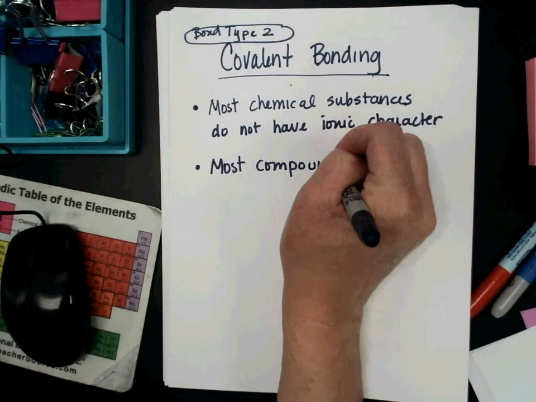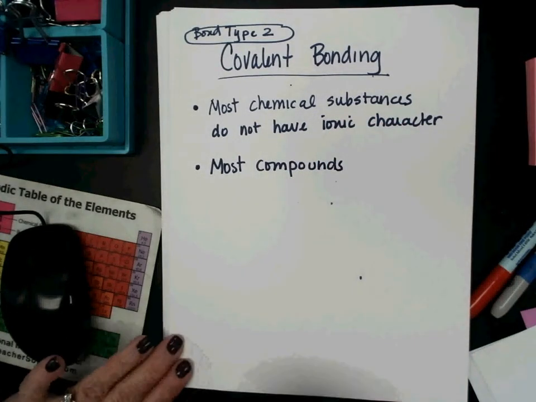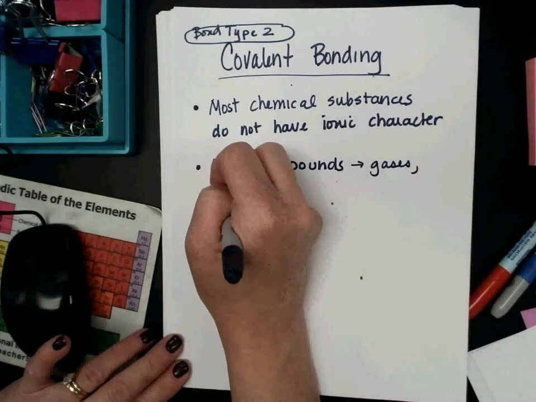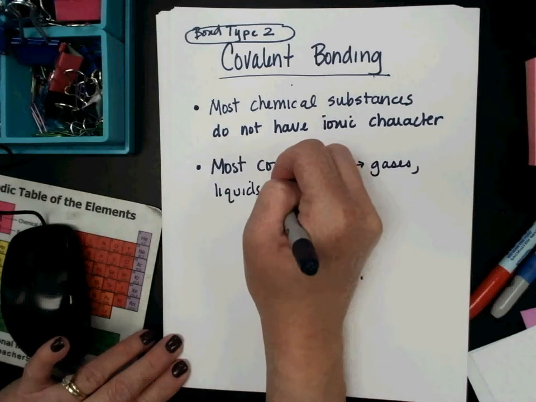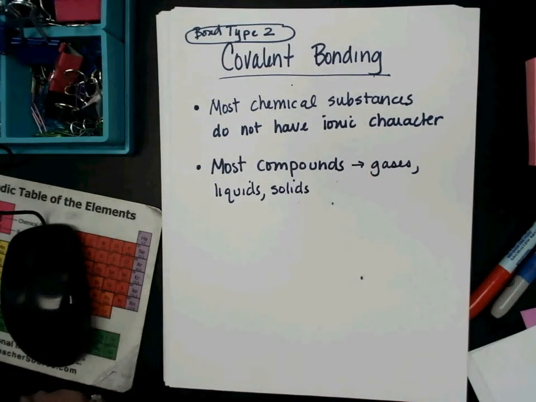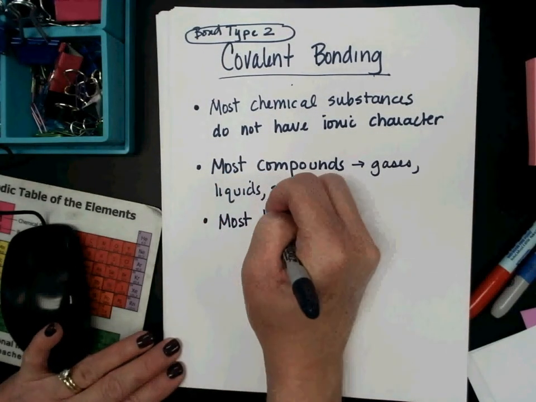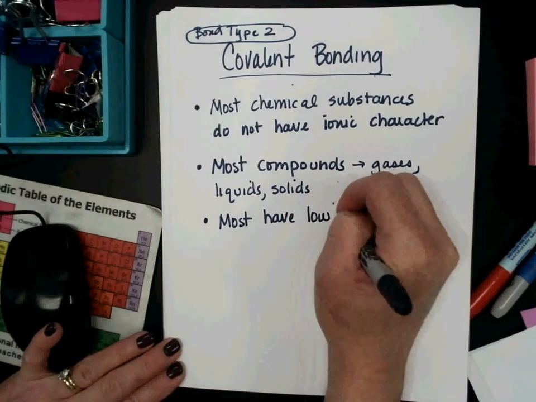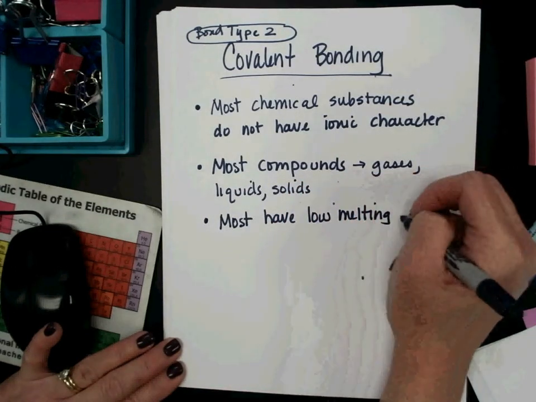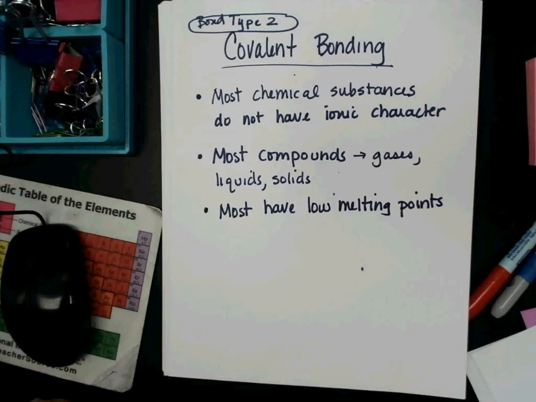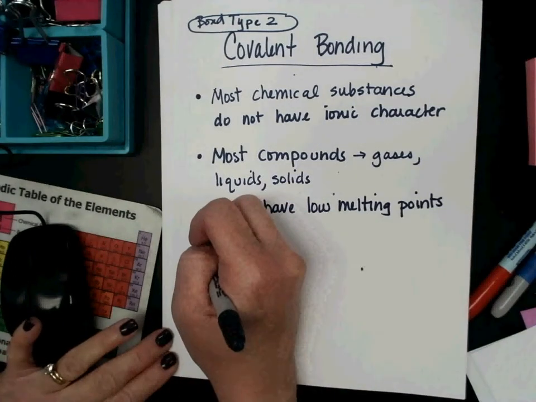Most compounds that we actually deal with can be gases, liquids, solids. Remember, when we're dealing with the ionic compounds, we're dealing with solid crystal lattice formation. So again, this is a little bit different. Most of the things that we deal with actually have low melting points. Again, covalent, low melting points.